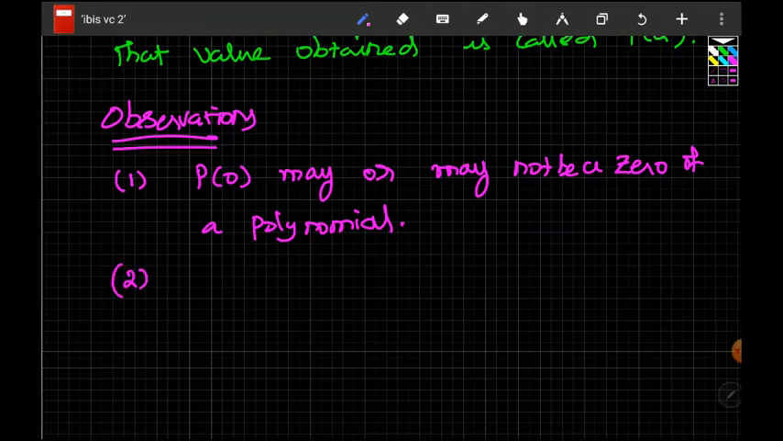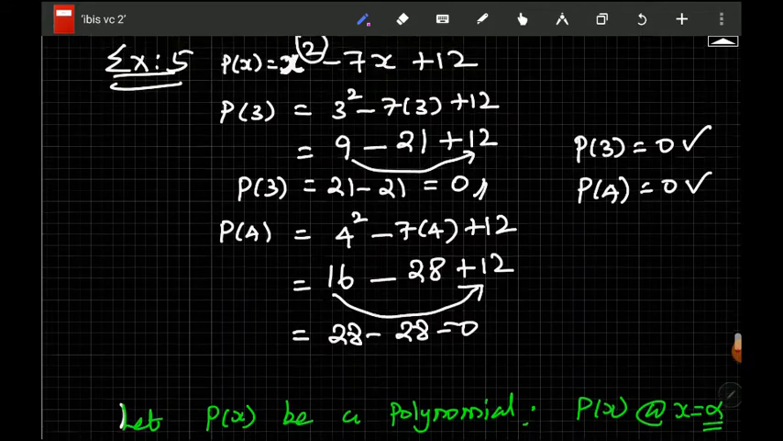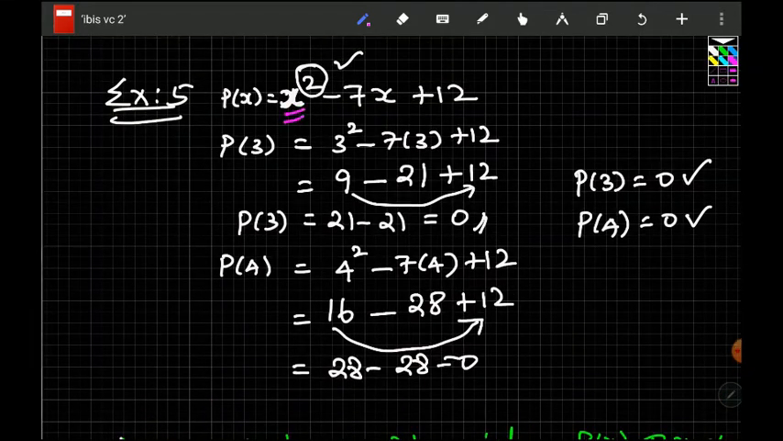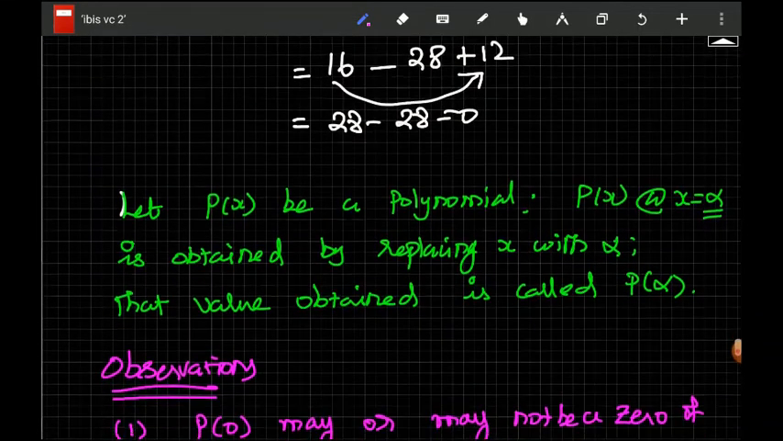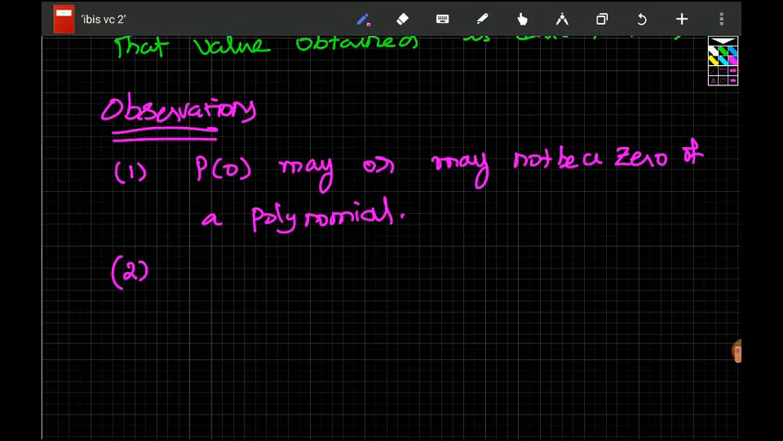Number 2. This is a quadratic equation with degree 2. When there is a quadratic equation with degree 2, there will be two values for which we obtain 0 of a polynomial. That's why there will be two zeros of a polynomial. But there may be cases where there will be only one zero of a polynomial. One example I will say, and then I will summarize this.